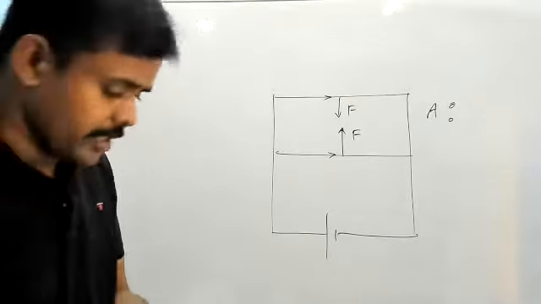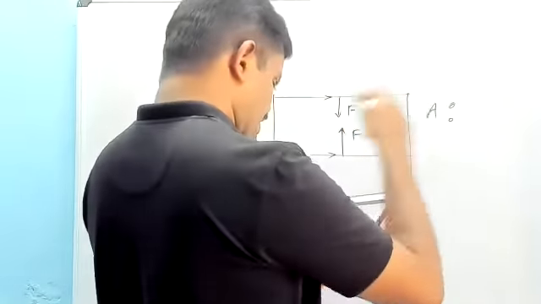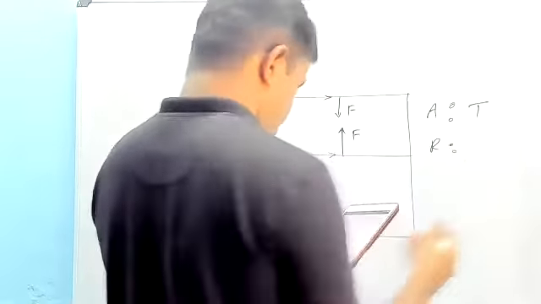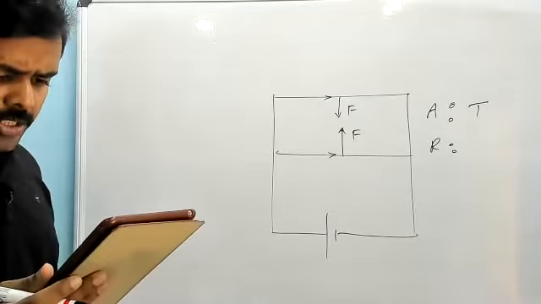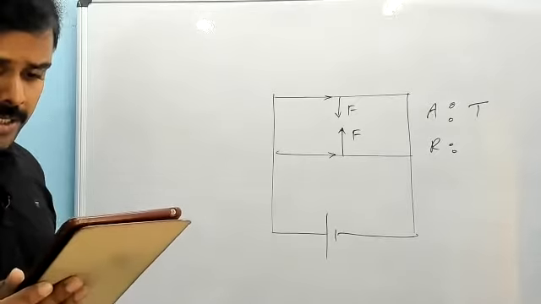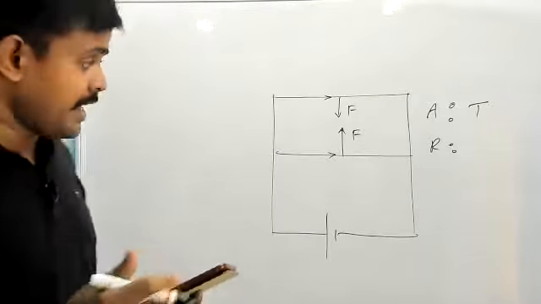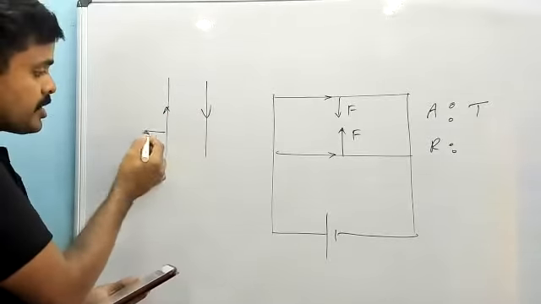The assertion statement is: when two parallel wires hanging freely are connected in parallel to a battery, they come closer. That is true. Let us see the reason statement. Wires carrying current in opposite direction repel each other. Unlike currents, wires carrying currents in opposite directions, yes, they repel each other.